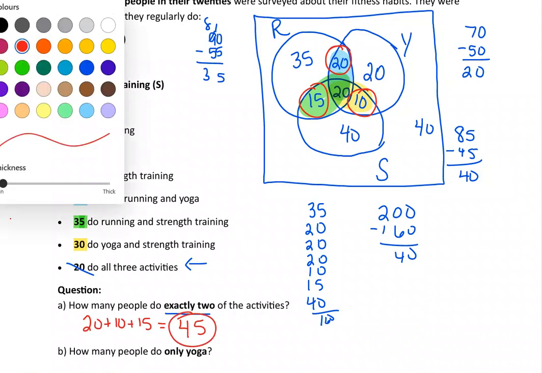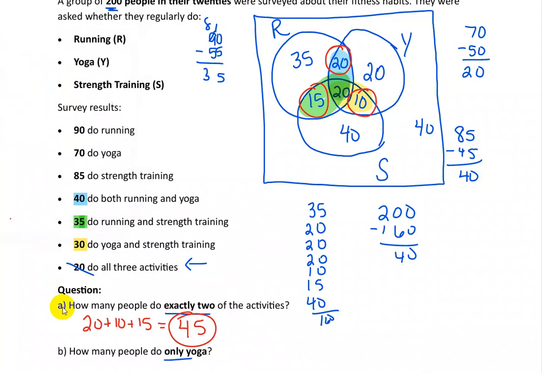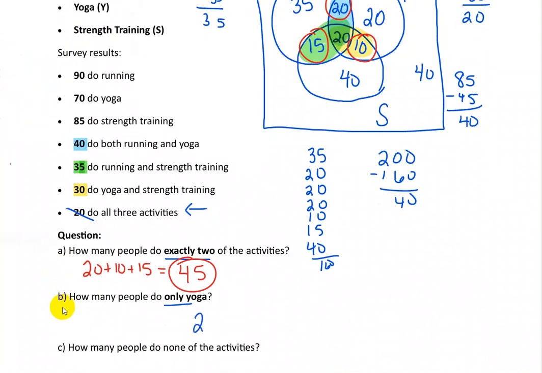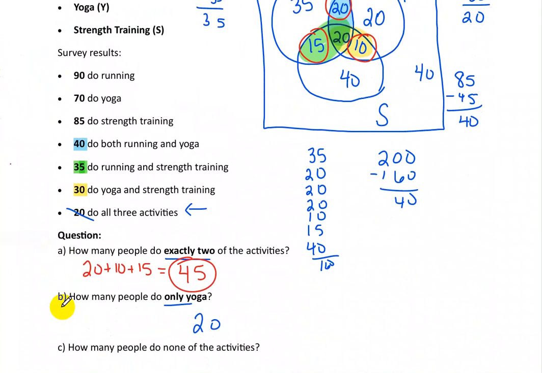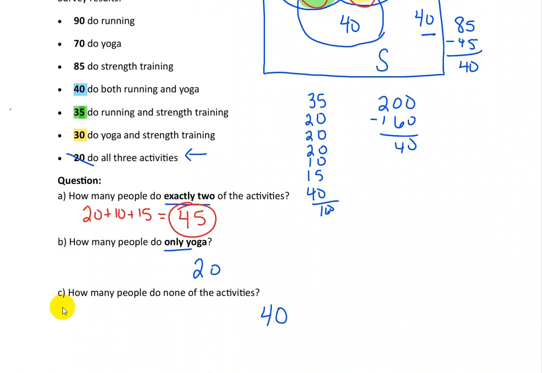All right, next. How many people only do yoga? Only yoga. Well, that's the 20. That's sitting out here. They're not in any other bubble. They're not in the running bubble, and they're not in the strength training bubble. How many people do none of these activities? Well, that's that 40 hanging out. I hope that helps.